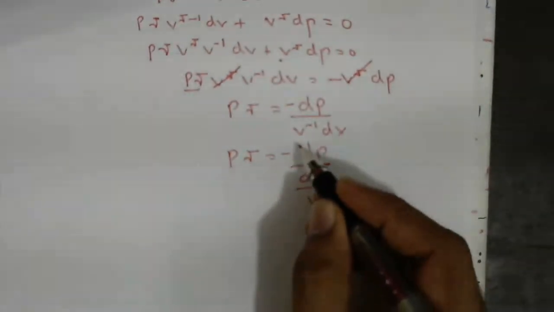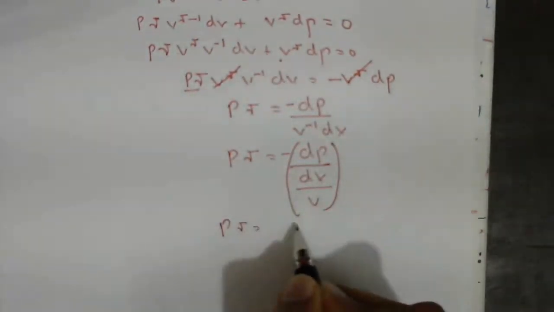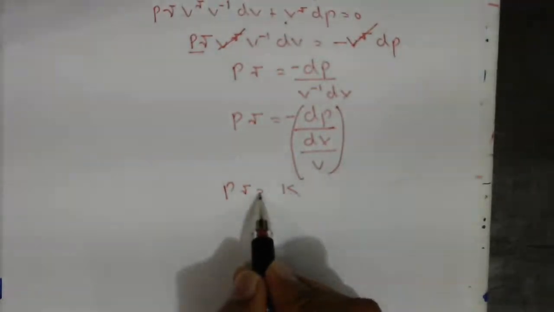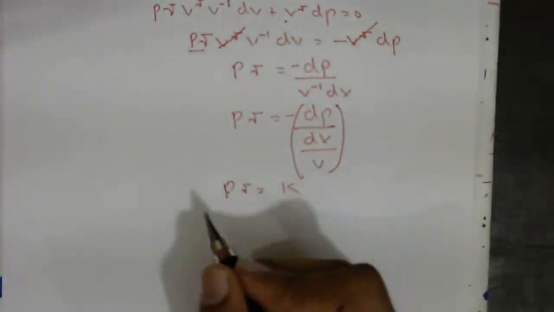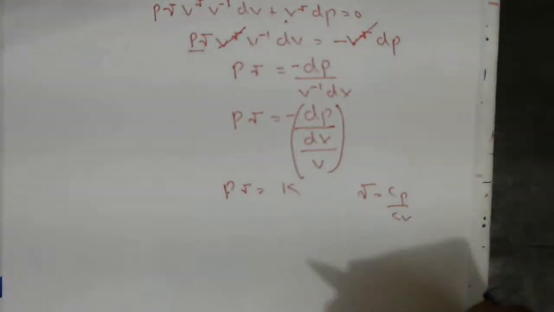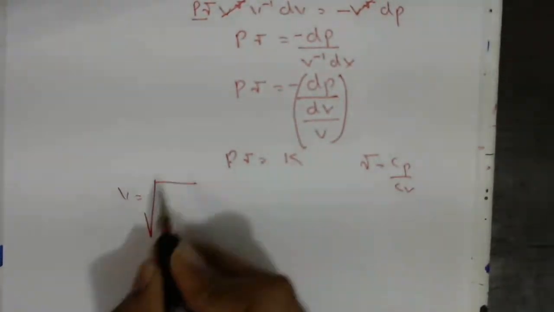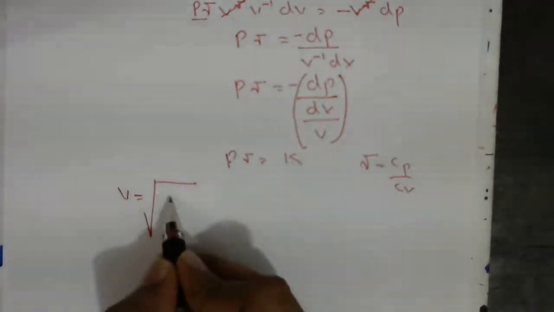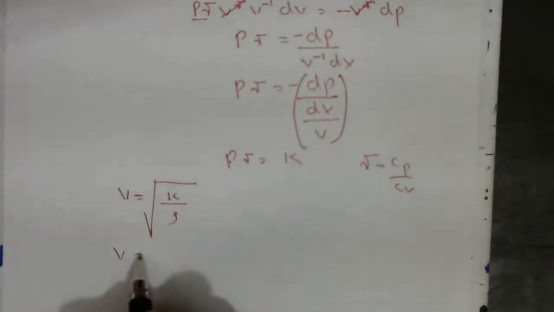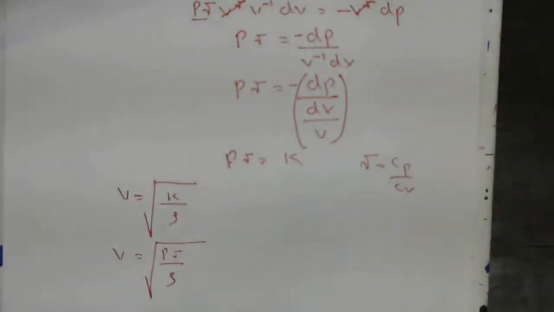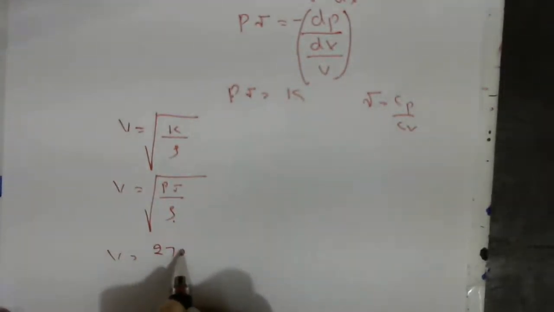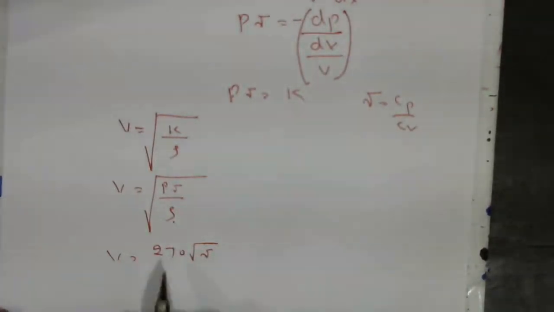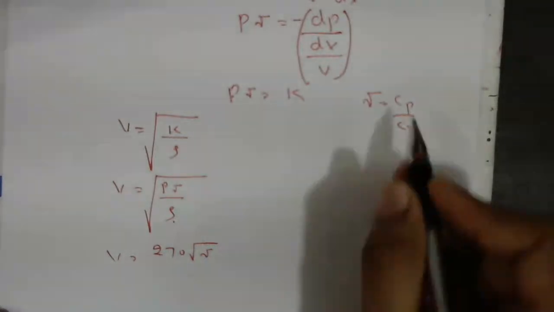We can write it now like this. This entire term is nothing but K, the bulk modulus. In the previous case, according to Newton, the bulk modulus is equal to the atmospheric pressure. But according to Laplace, the bulk modulus is equal to P into gamma. Gamma is the ratio of Cp by Cv. We know that the velocity of a longitudinal wave or sound wave is the square root of bulk modulus upon density. V is equal to the square root of pressure into gamma upon rho. Just now we calculated P by rho, which we got as 270, into root gamma as it is.